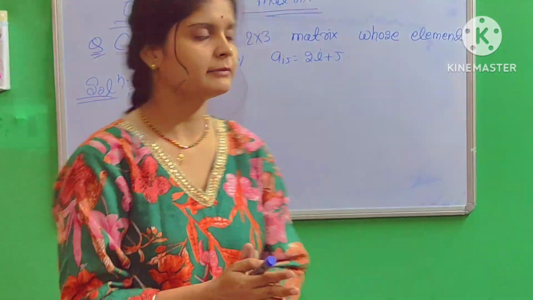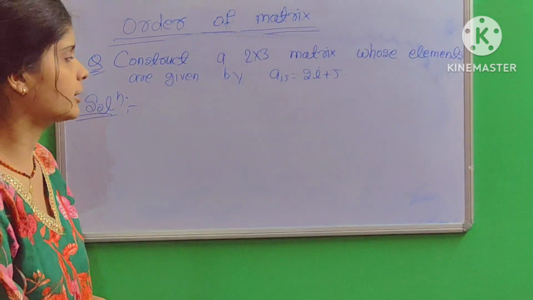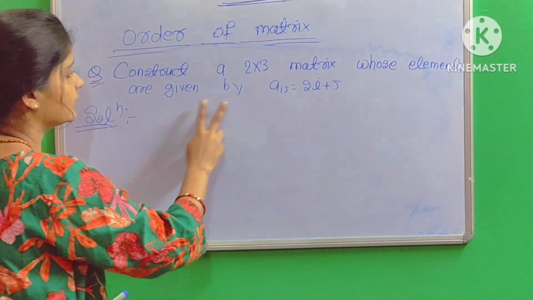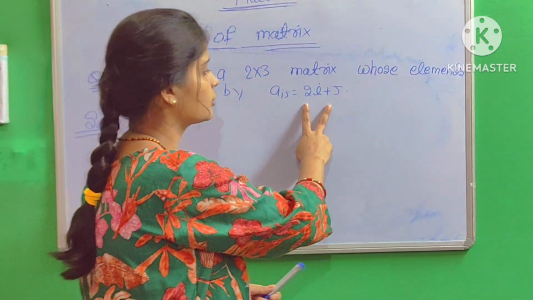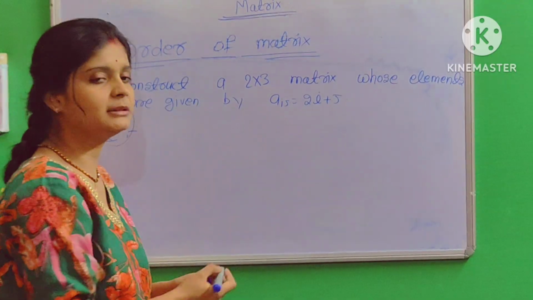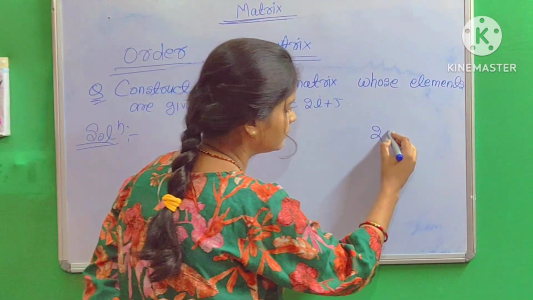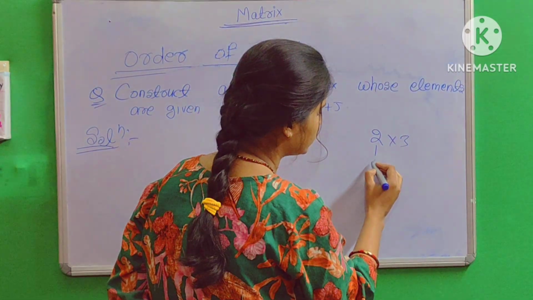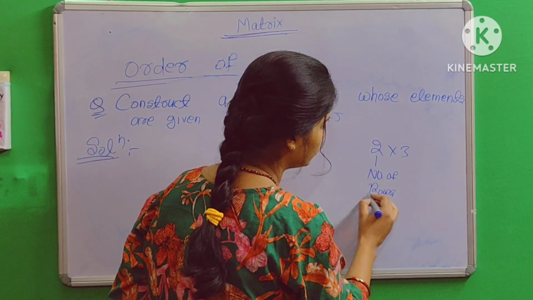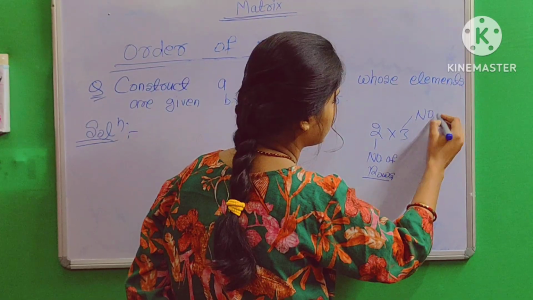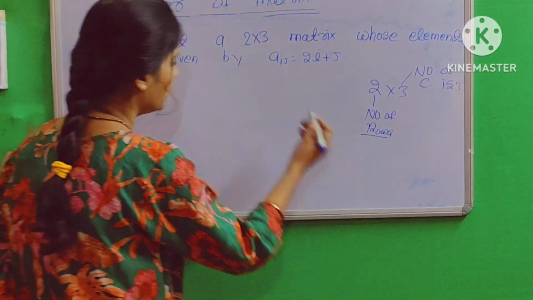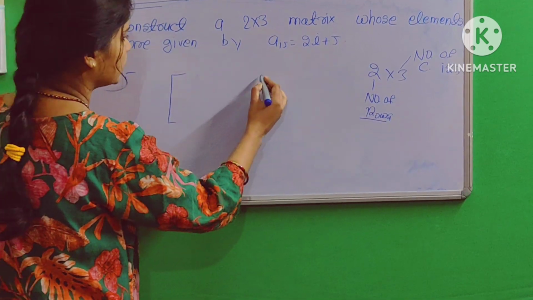So let's start with this example. This question asks us to construct a 2 cross 3 matrix whose elements are given by Aij equals 2i plus j. We have to construct a 2 cross 3 matrix. 2 cross 3 means the number of rows is 2 and the number of columns is 3.